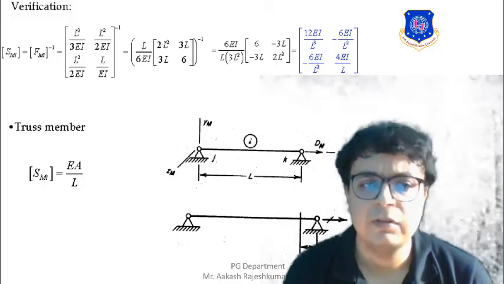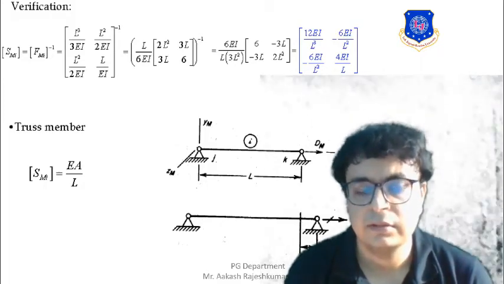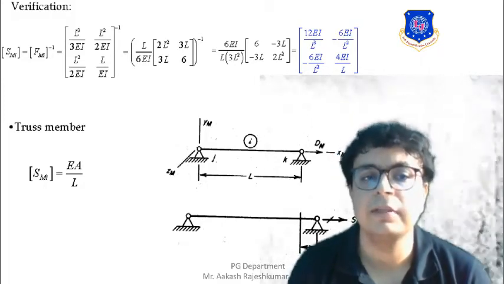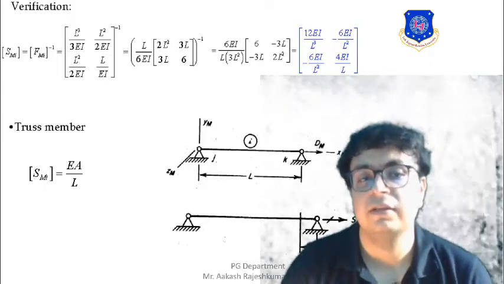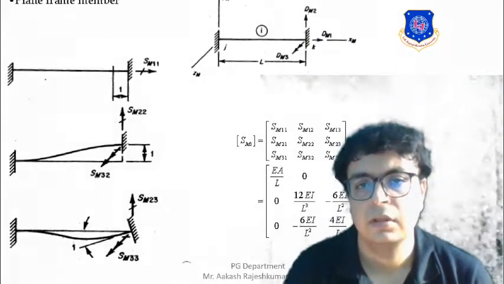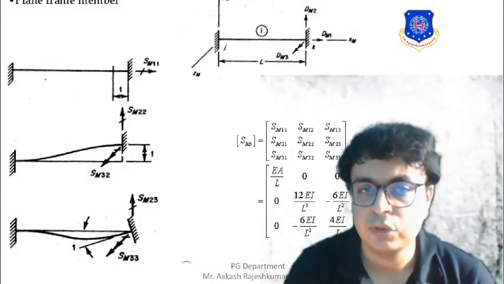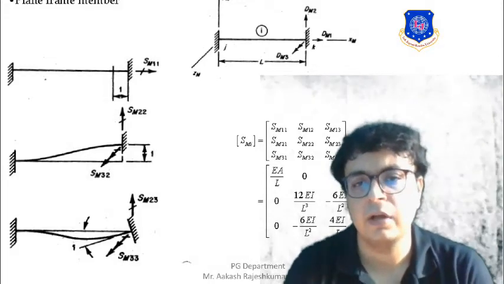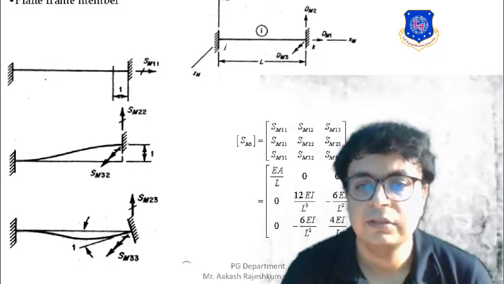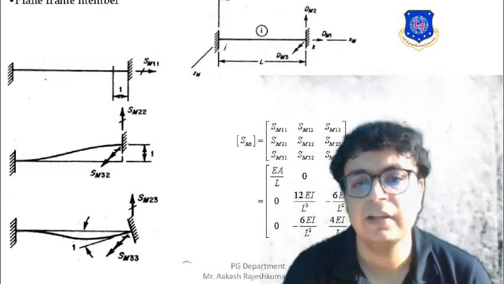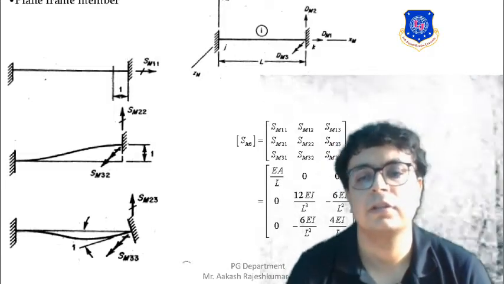Similarly, for a truss member, the generalized stiffness formula will be EA by L, considering the modulus of elasticity and area divided by length. Whenever a plane frame member is there, and unit load and unit rotation are applied, the stiffness matrix that we get will be EA by L 0 0, 0 12EI upon L cube minus 6EI upon L square, 0 minus 6EI upon L square 4EI upon L.